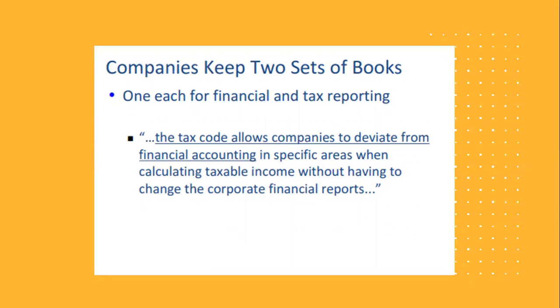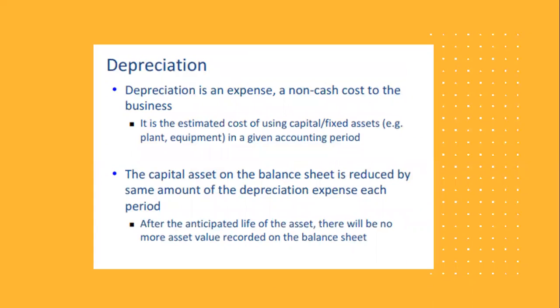Generally speaking, companies keep two sets of books. One is for financial reporting and the other is for tax reporting. The Federal Bureau of Revenue, the IRS, or any of these tax governing bodies do allow companies to deviate and have these two sets of books. They understand that in specific areas when calculating taxable income, there may be differences in both sets of books. This is according to the law, and it is done pretty much by every company.